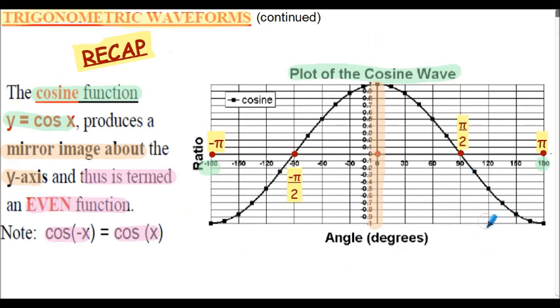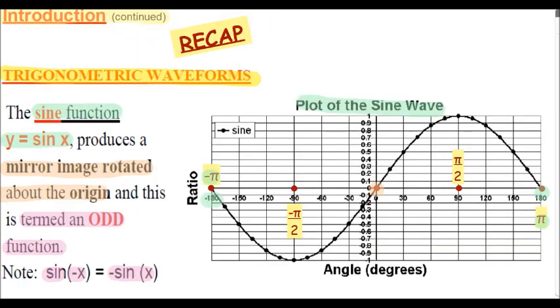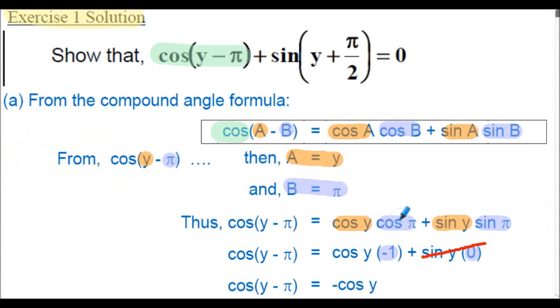Here's the cosine waveform showing angle pi. We have -1 on our ratio for the cosine waveform, and for the sine waveform at angle pi we have a 0 ratio. So our solution for the cos of the difference in angles here is negative cos of y. That's part A, as I've labelled this part of the solution.